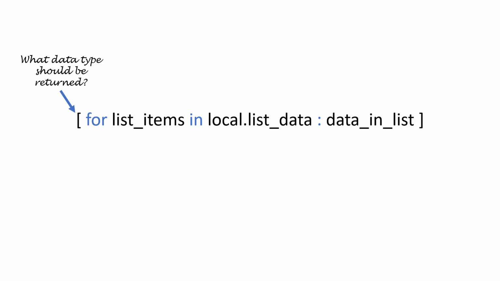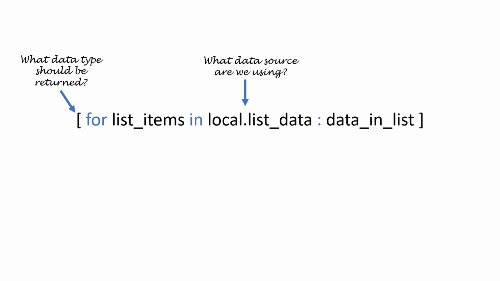Now, what data are we loading into our for loop that we want to process? Well, that goes after the in keyword. And in this case, we're pointing at local.listData. So we're assuming we have some list of data that resides in this local value that we want to iterate through in a for loop.